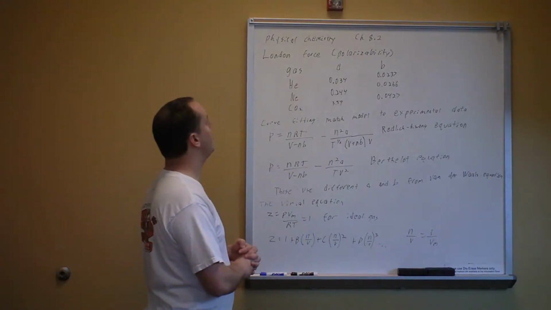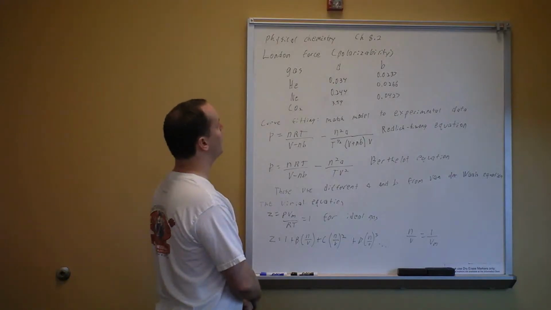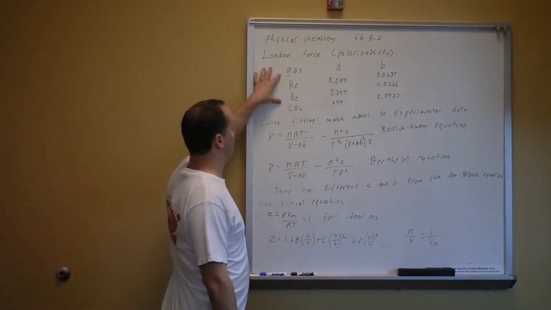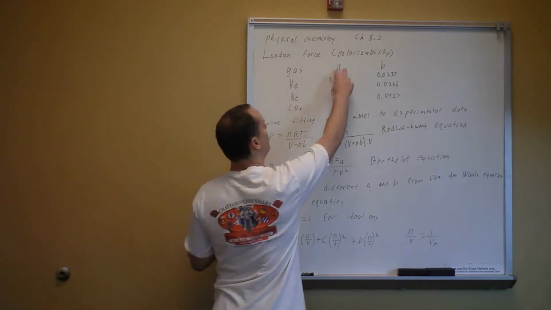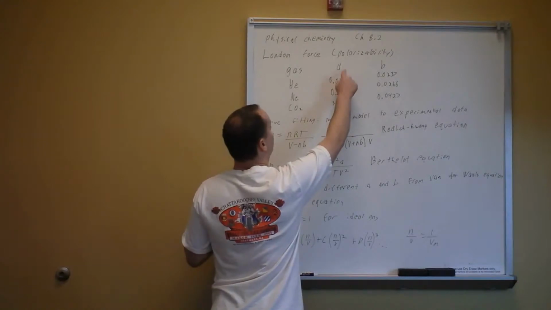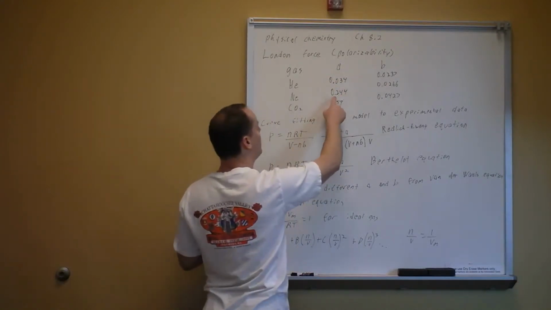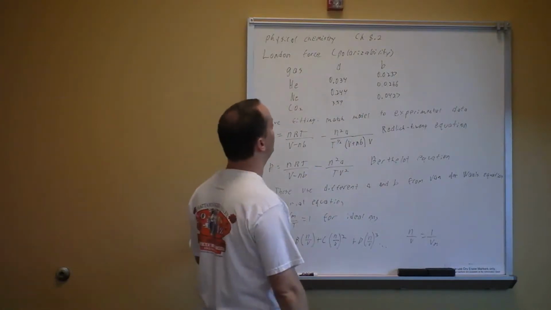Continuing on Physical Chemistry, Chapter 8, we're in Section 2. So we're talking about London force, or the polarizability in a molecule. We have a comparison of a few different gases, helium, neon, and carbon dioxide. The coefficients for A for helium would be 0.034. For neon would be 0.244. For carbon dioxide would be 3.59.